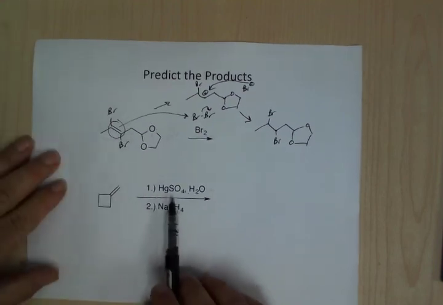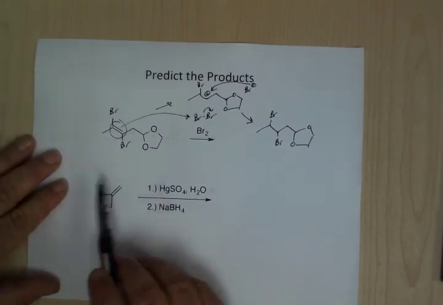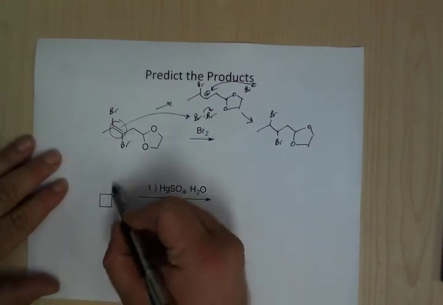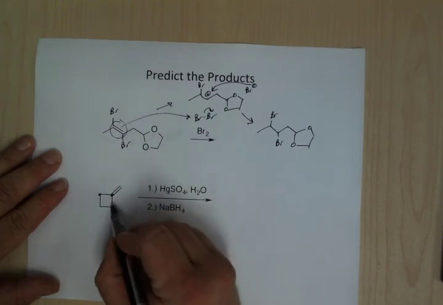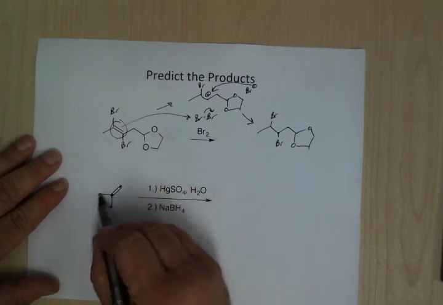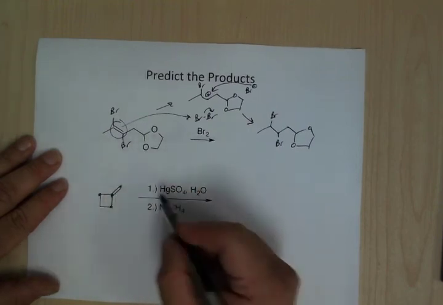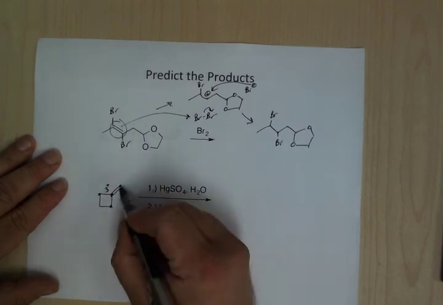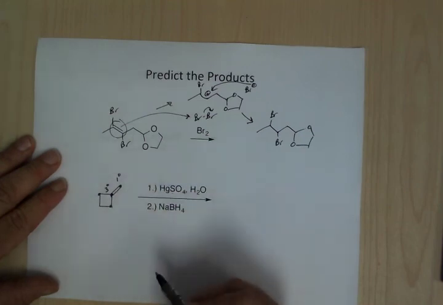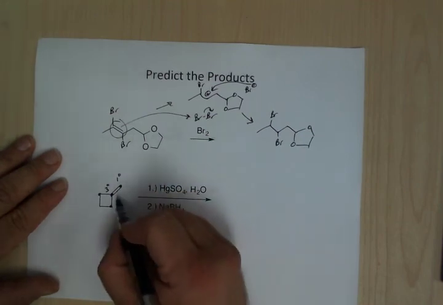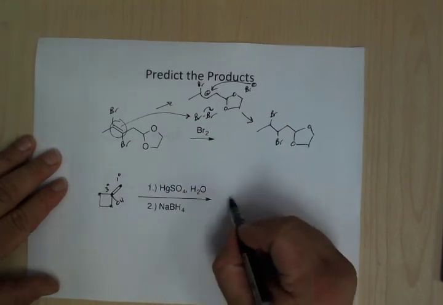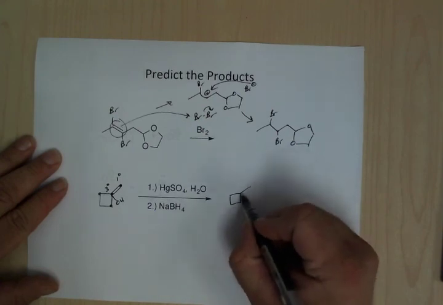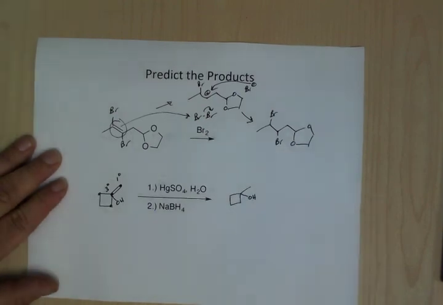Now we have the mercury sulfate, so we're doing oxymercuration. This puts the OH on the higher numbered side of the double bond. For this one, this side has 1, 2, 3 carbons attached, so it's the tertiary side. This one only has 1 carbon attached. The OH goes on the higher numbered side, so we're going to put the OH on this side, and it ends up going there.